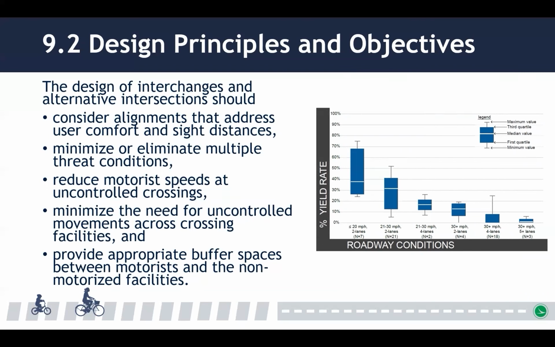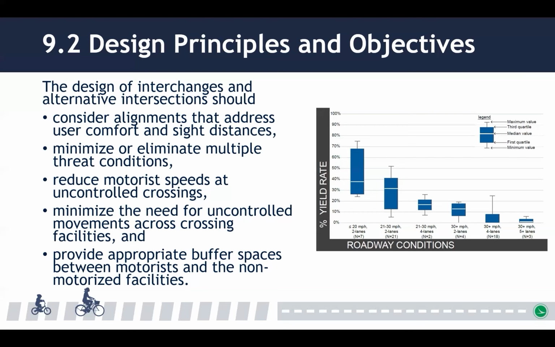At interchanges, there are often multiple intersections to navigate, which may be paired with free-flowing vehicular movements, typically higher traffic volumes and vehicle speeds, and the presence of larger vehicles. The chart shown here from Chapter 4 discusses how larger roadways with higher speeds lead to lower yielding rates.